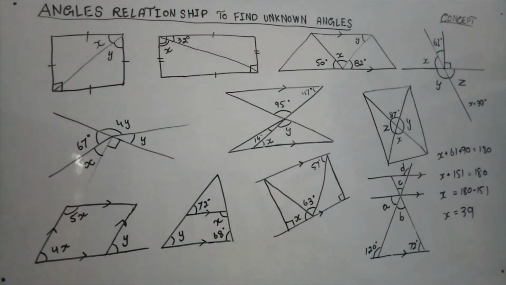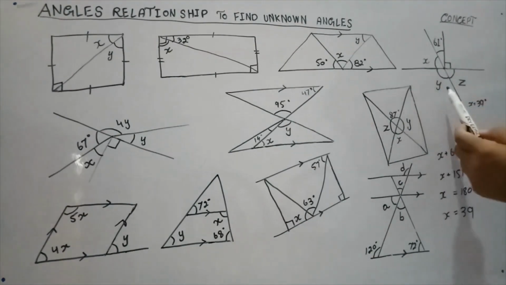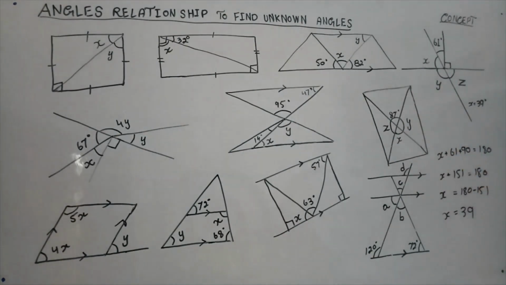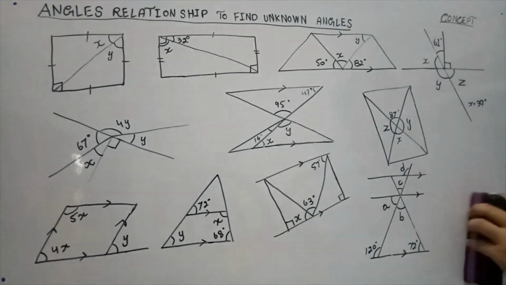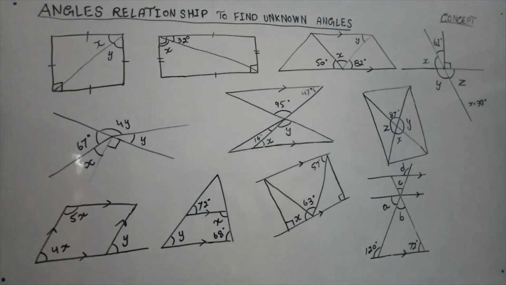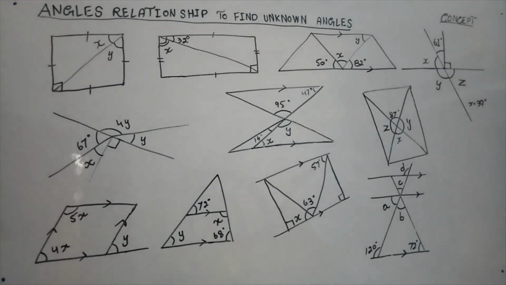Now applying the same formula, you can see it is also a straight line. So if I add x and y, the sum will be equal to 180 degrees. Or if I find z first, the sum of 61, 90 and z will be 180 degrees. So it's my choice which of them I'm going to do first. I'm going to find out y.